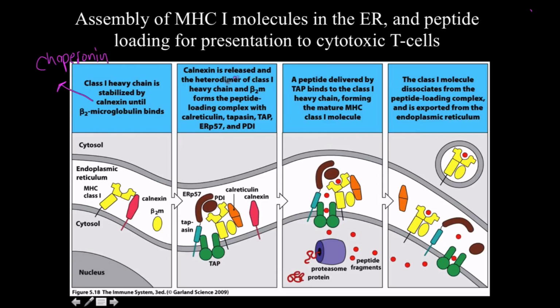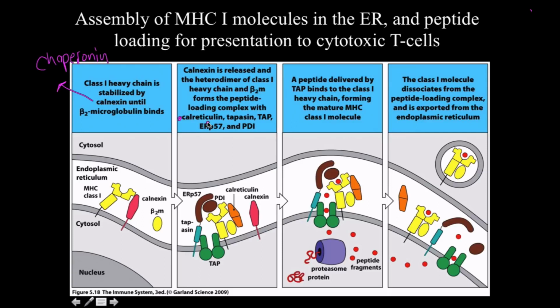So calnexin is going to be released, and the heterodimer of class 1 heavy chain and beta 2 microglobulin are going to form the peptide loading complex with the help of calreticulin, tapasin, TAP, ERp57, and then PDI. It's interesting that my textbook doesn't talk about PDI, but it must not be that important. If there is a function for it, I don't know it. Tapasin, however, has very important functions. Calreticulin has very important functions as well, and then ERp57.